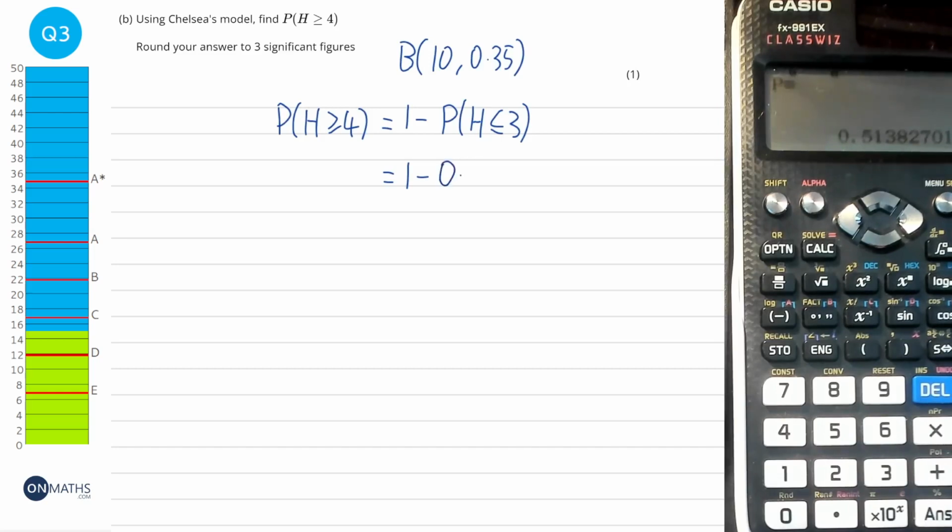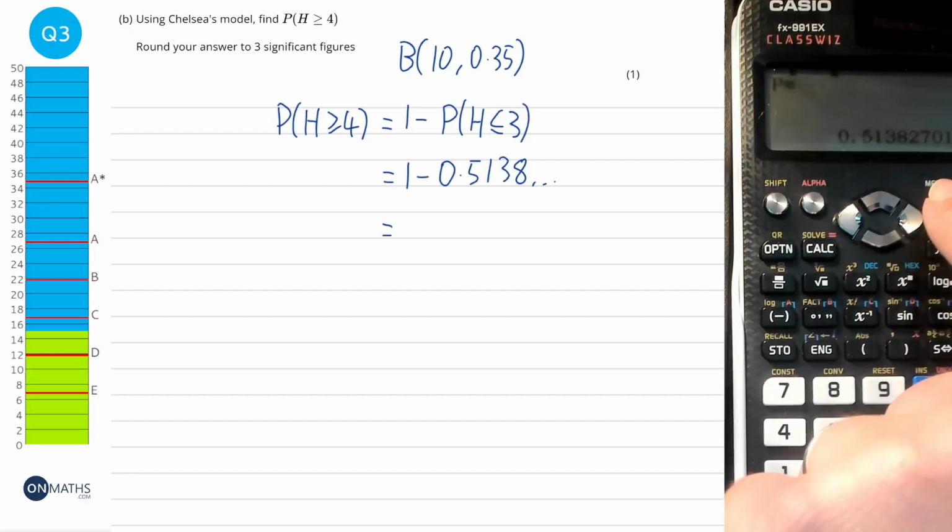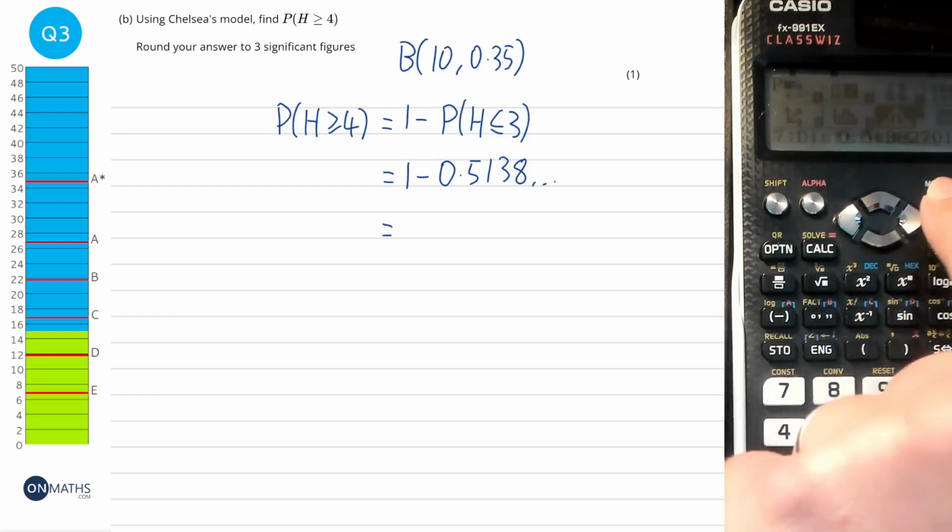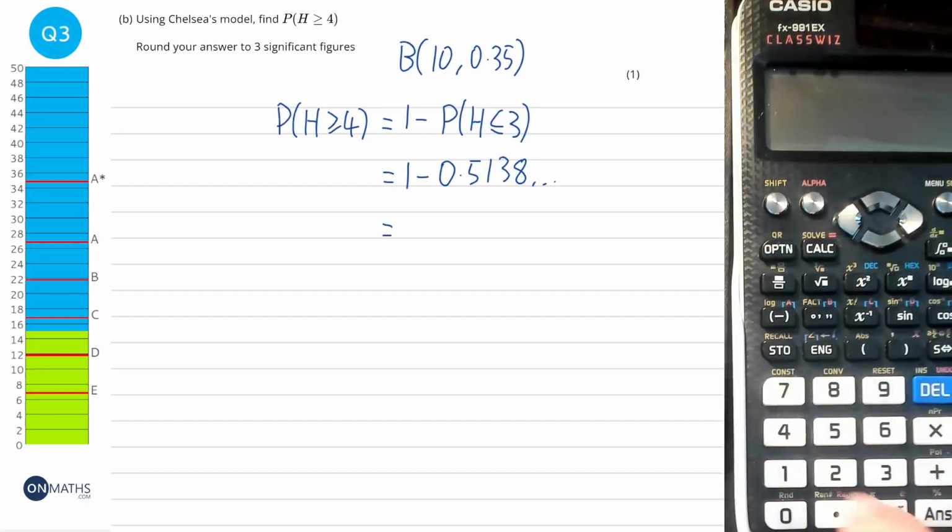And so that will say it's 0.5138, and so on. Now the problem is we can't work out 1 minus that in this mode. We need to switch the mode back to normal, so menu and 1. But what the calculator will do is remember what that number is. So we can do 1 minus and then answer, and that will give us the answer. So that's 0.486 to 3 significant figures.